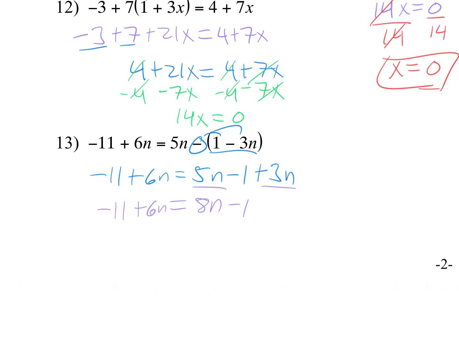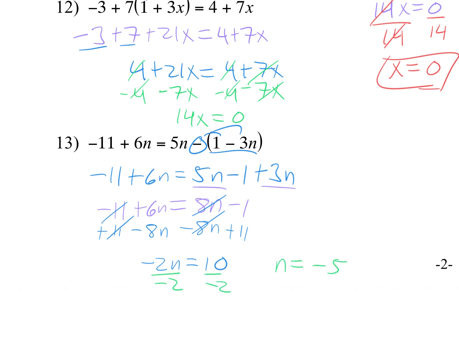And then get all the variables to one side, all the constants on the other, right? So let's subtract 8n, and let's add 11. All right, so 6n minus 8n is going to be -2n, and then -1 plus 11 is going to be 10. And then the last thing you want to do is divide both sides by -2. All right, so then you get n equals 10 divided by -2 is -5.